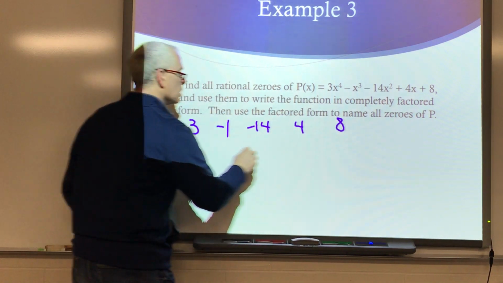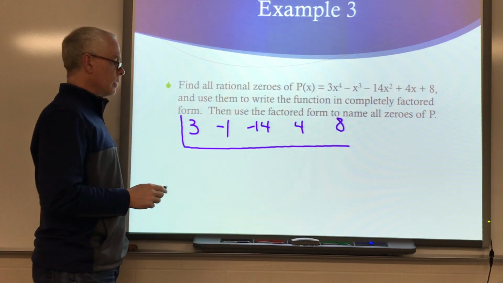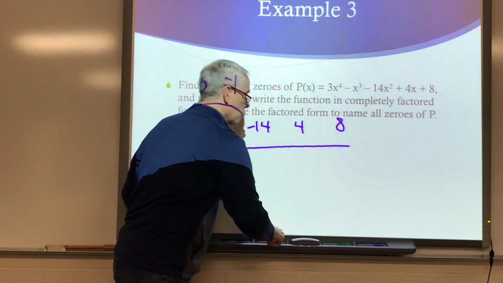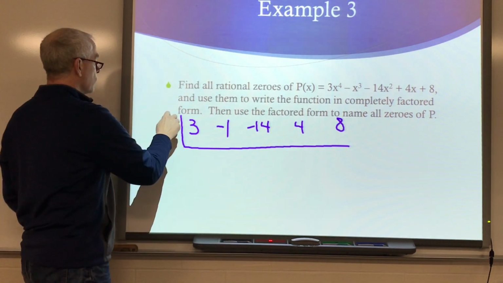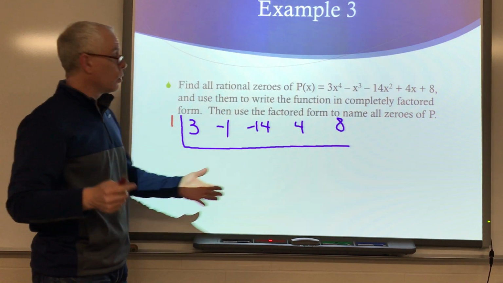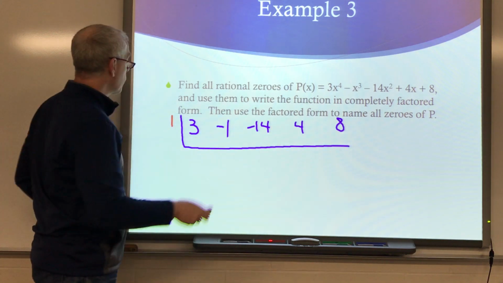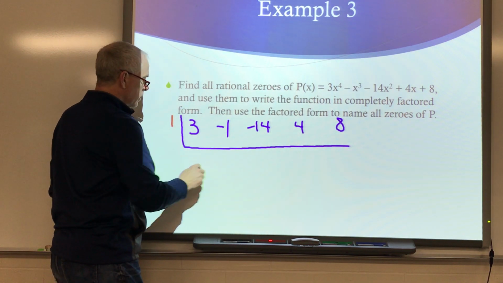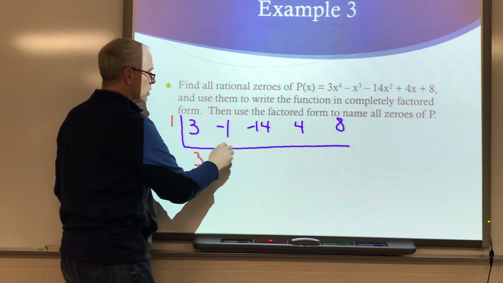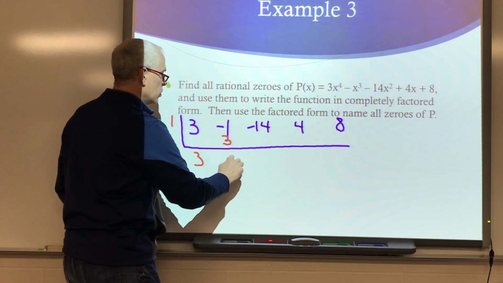And because of what we learned on the previous slide, we believe that 1 is a 0, so we're going to put a 1 out in front. Now, if this is true, I should get 0 for a remainder, remember. Okay, so I bring down the 3, multiply, 3 times 1 is 3, add these up and I get 2.